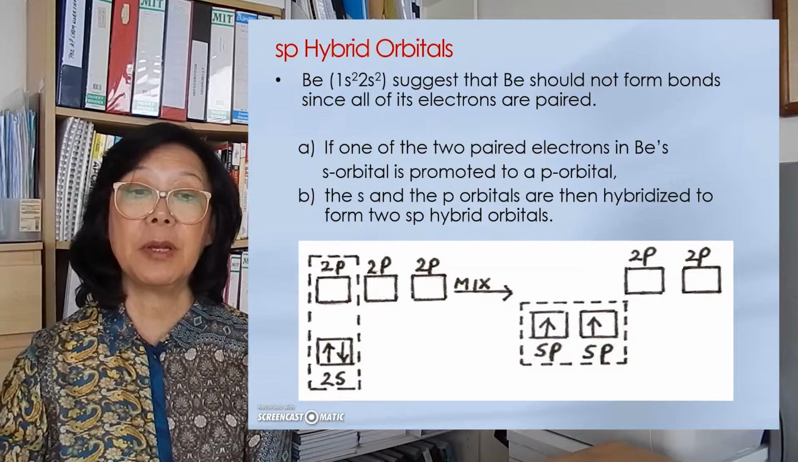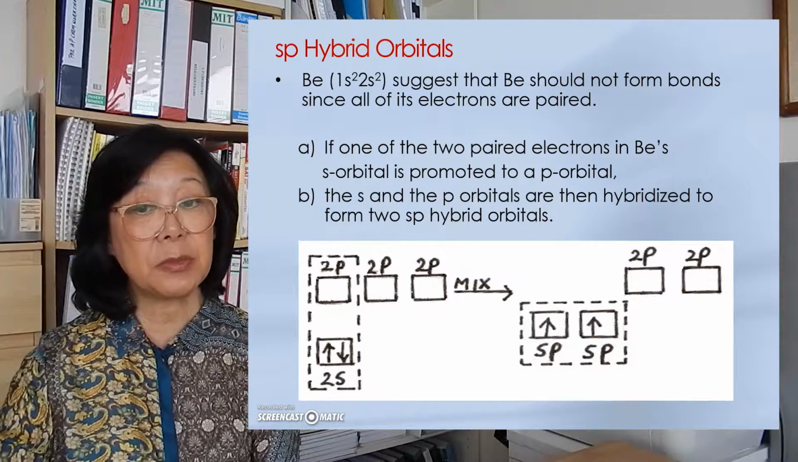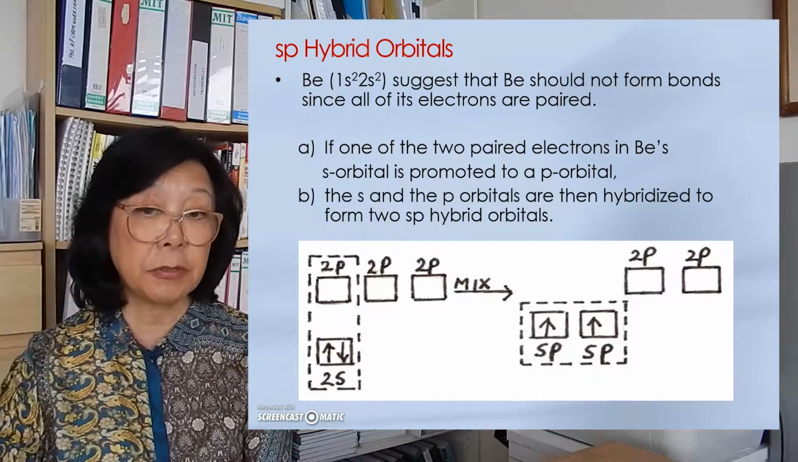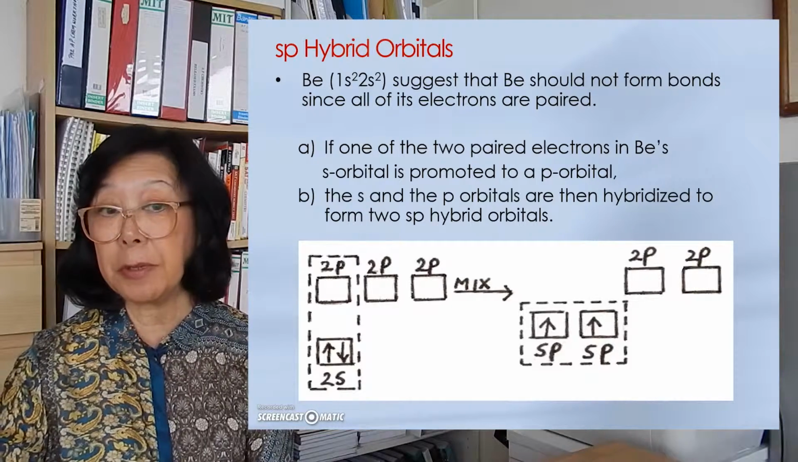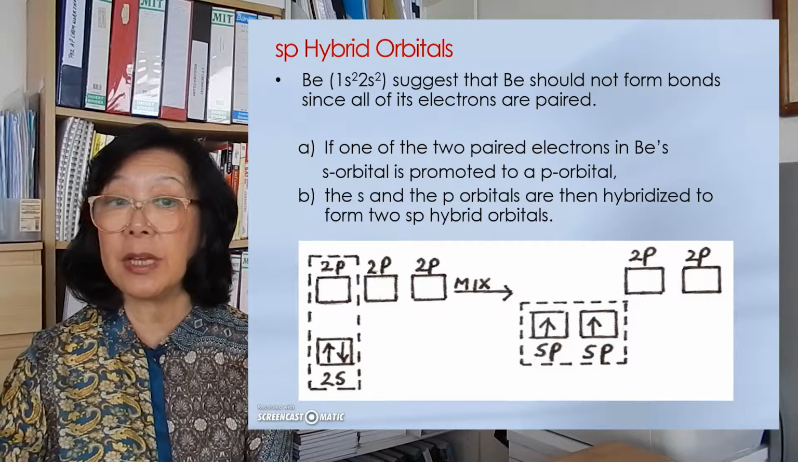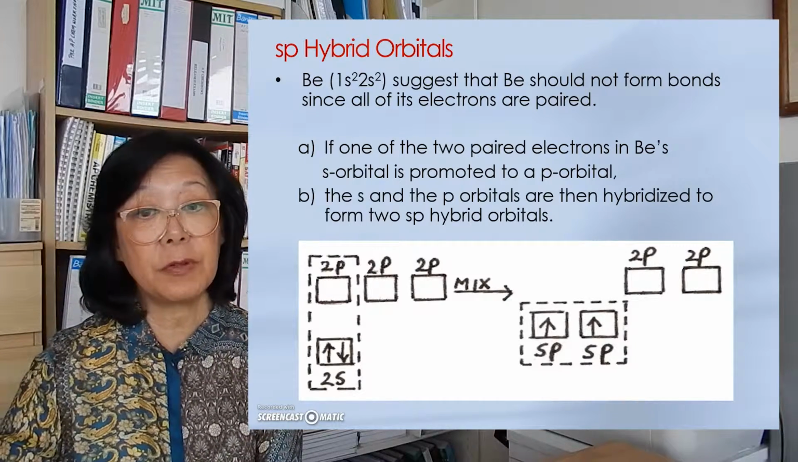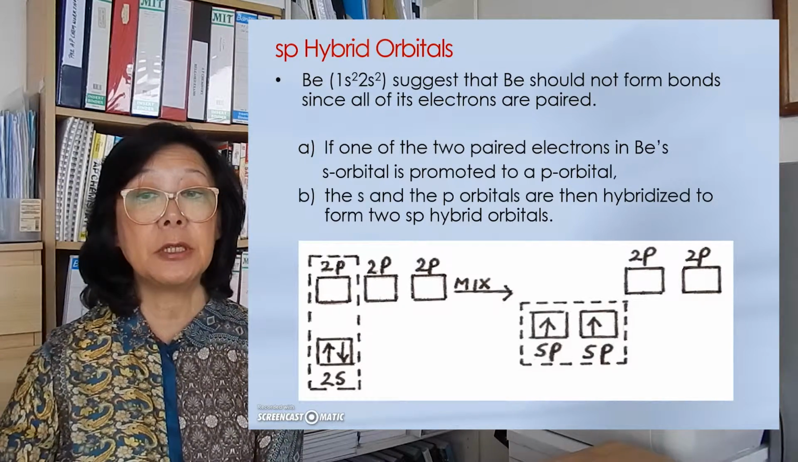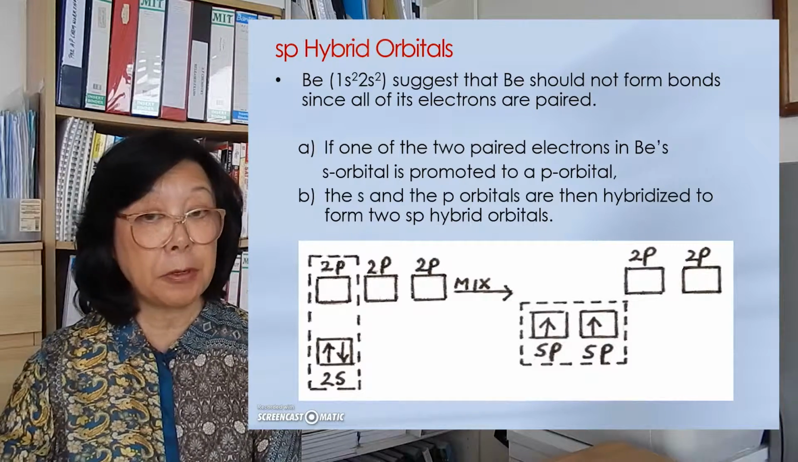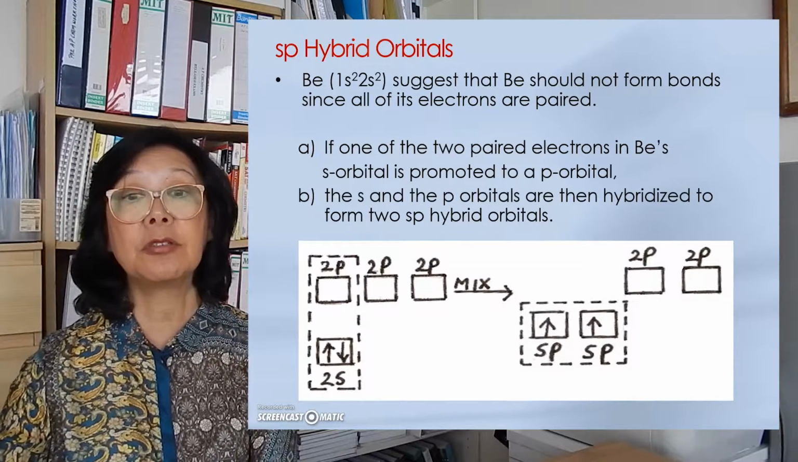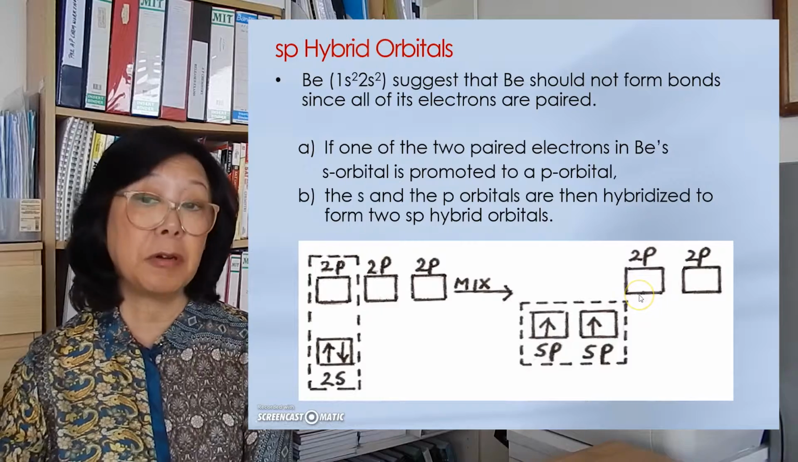Now look at this diagram. In the 2s orbital, there's a pair of electrons. The 2s orbital is fully filled, but there are 2p orbitals above it, high in energy, that are vacant. So what if one of these electrons from the 2s orbital is promoted to an empty 2p orbital and then mixed and hybridized to produce two new orbitals called sp?